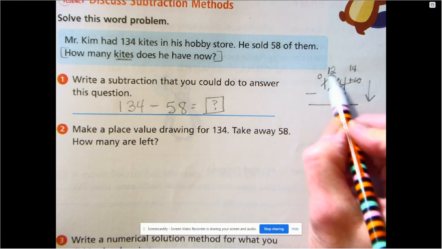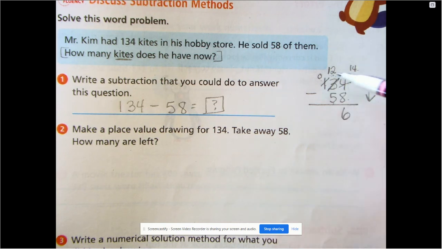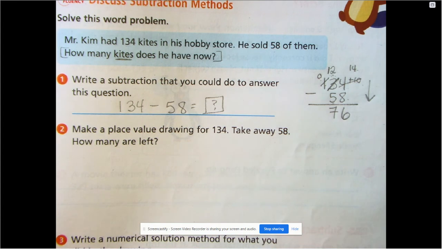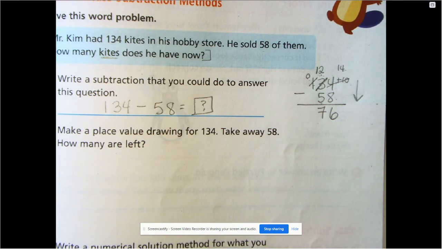So I have 12 tens now. Before I had 2, now I have 12 tens. I'm going to draw a picture in a minute so that this is going to make a little bit more sense. I have 12 tens. I want to take away 5 tens. What would I have left? 7 tens. Okay, 7 tens and 6 ones is the number 76.